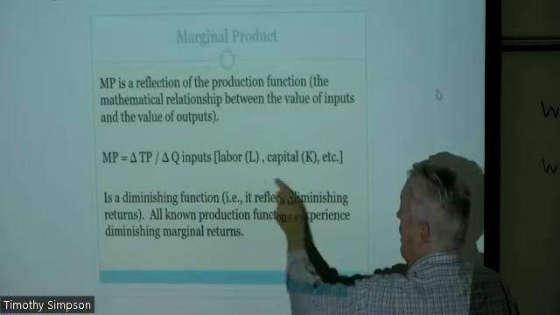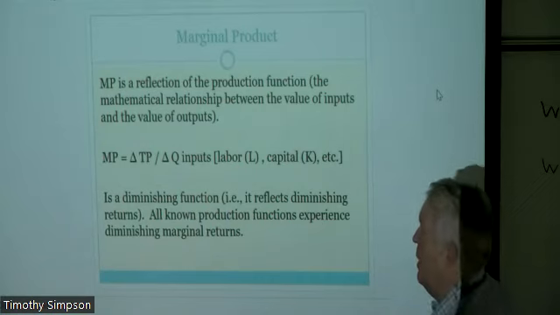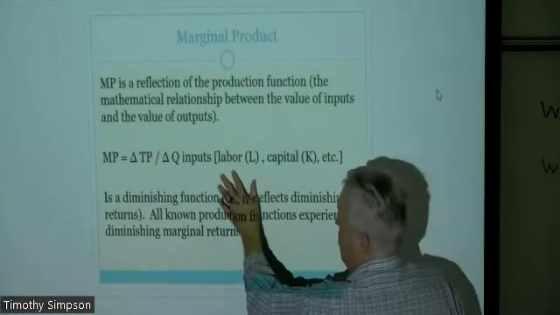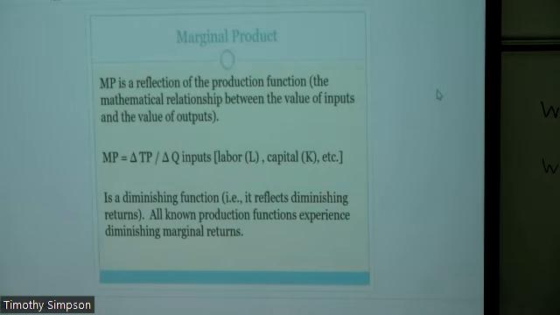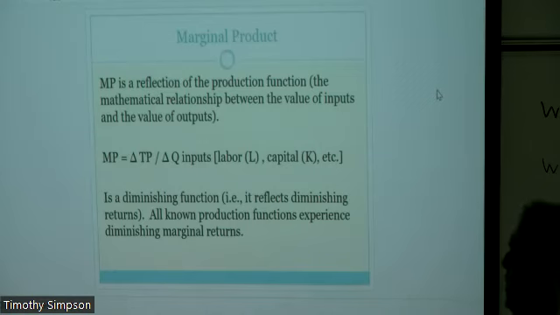And the inputs here are labor or capital or whatever it is. I'm going to simplify our discussion here by simply focusing on labor as an input. I think it's the easiest to understand. And certainly this idea of the production function, I think your text probably gets into some details that we're not really that interested in here.